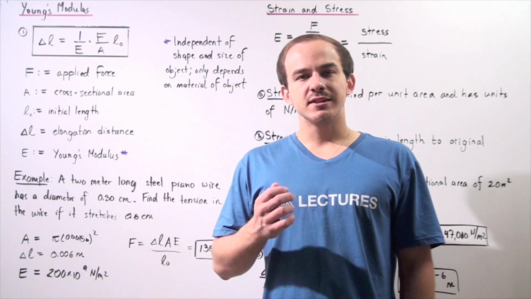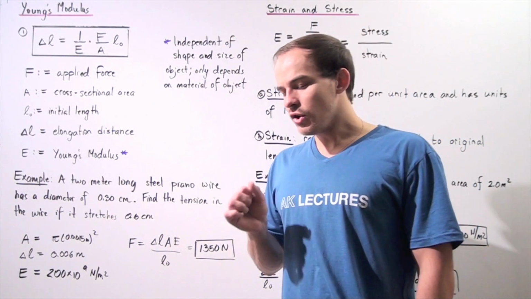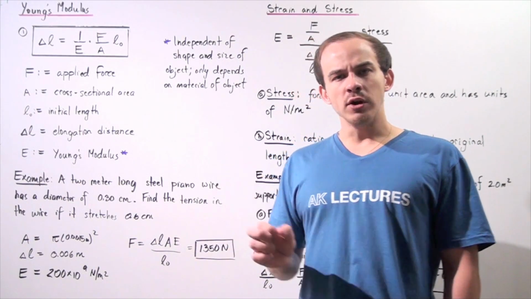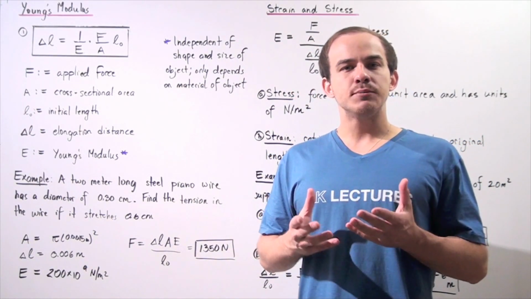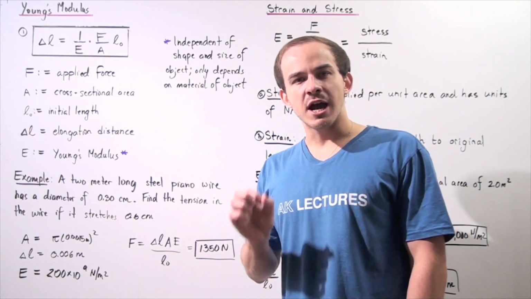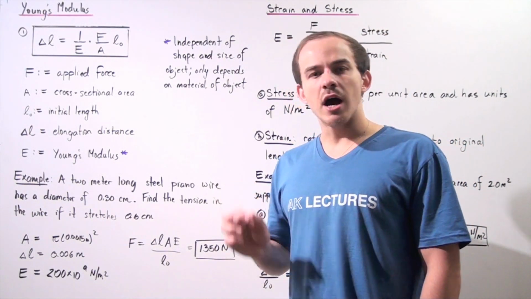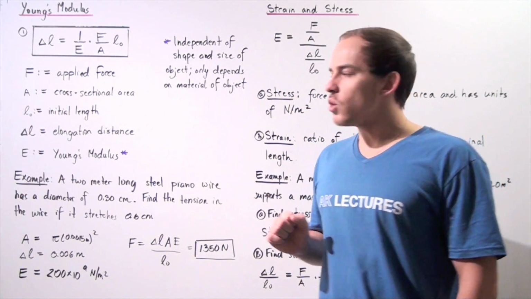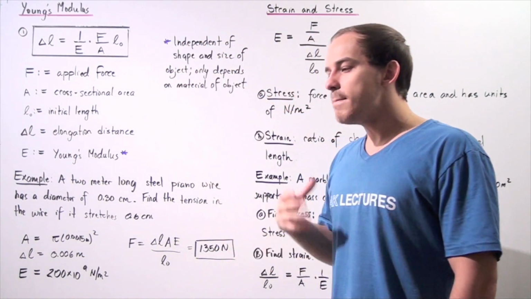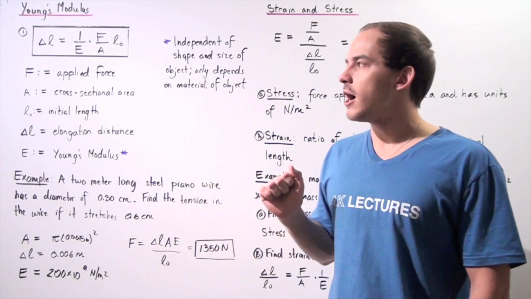So let's continue our discussion on the ability of solid objects to stretch. Now earlier we said that the force we apply on the object is directly proportional to the distance our object elongates. Now something else also influences the amount our object stretches, and that is the type of material that our object is composed of. So let's look at the following equation. This equation gives us the amount our object elongates when a certain force is applied to that object.